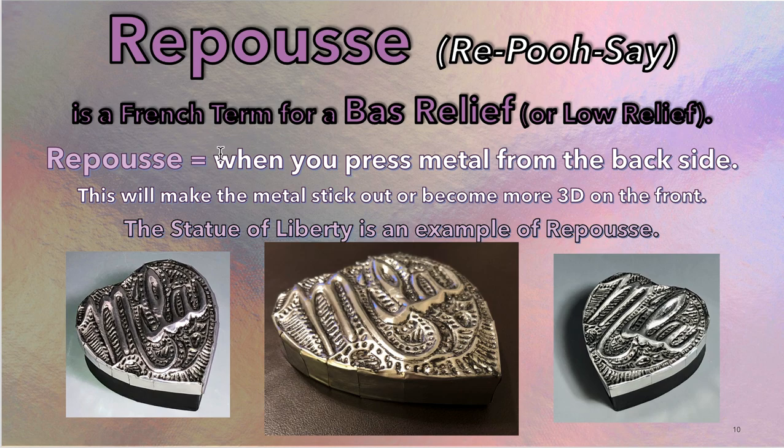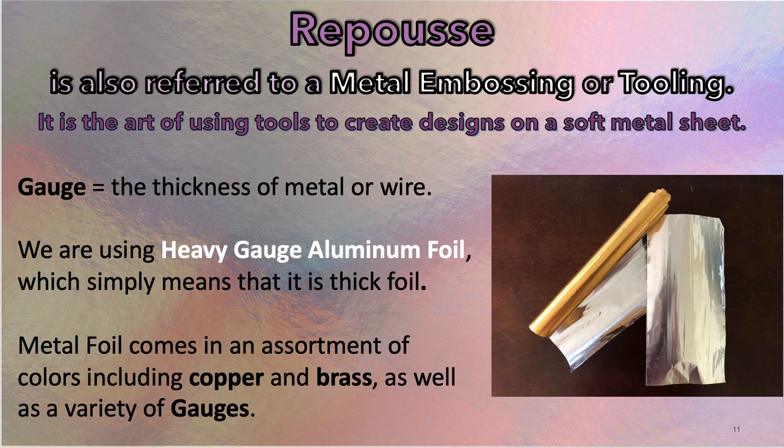Repousse is defined as when you press metal from the back side. This will make the metal stick out or become more 3D from the front. The Statue of Liberty is an example of repousse. So the fact that this M in Mila sticks out is because I pressed it from the back. Repousse is also referred to as metal embossing or tooling.